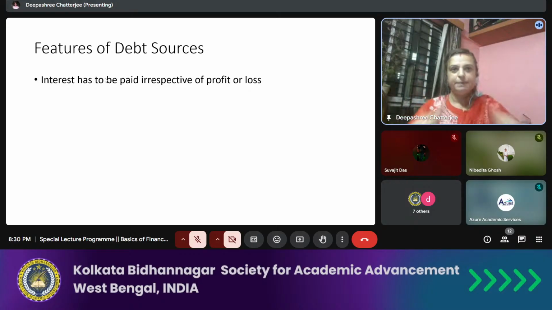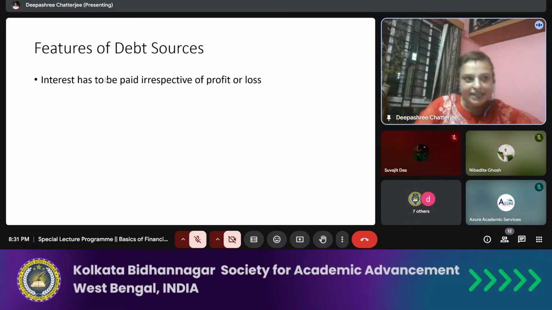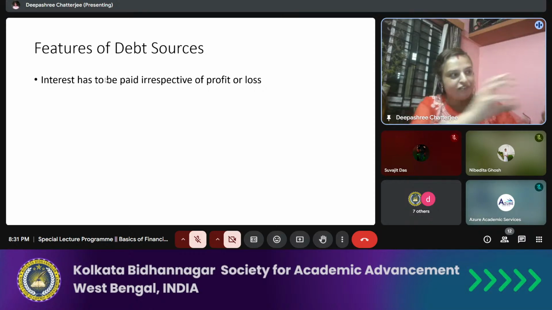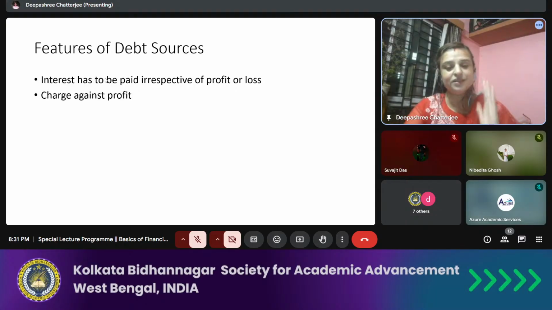So that is why, if you remember the profit and loss account, before calculating the net profit, we debit the interest. So after deducting interest, we arrive at PAT, that is profit after tax, right? So interest is a charge against profit. What we learned is that interest has to be paid irrespective of profit or loss, and that is why interest is a charge against profit. It is charged before arriving at profit. So it is debited first, and then the balancing figure is the profit that we arrive at.